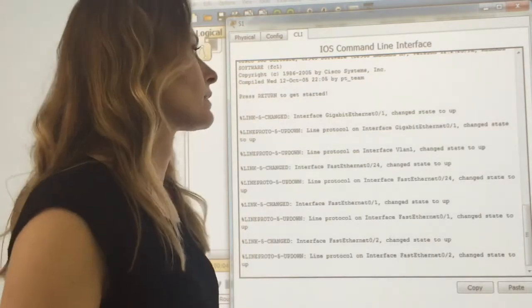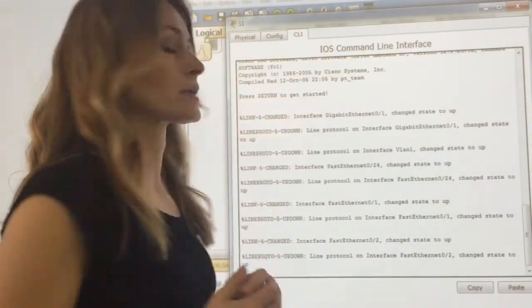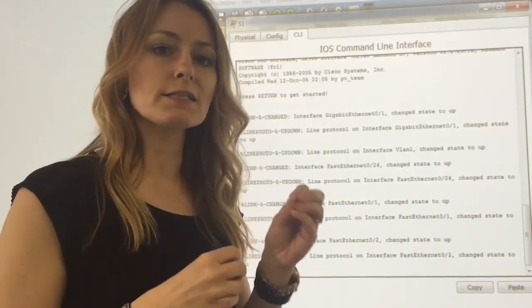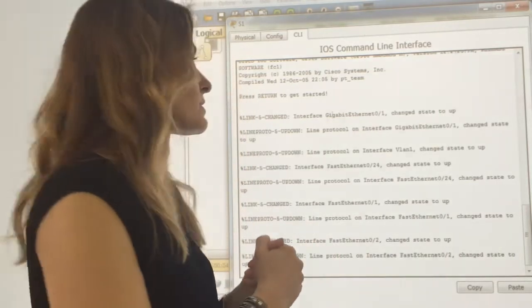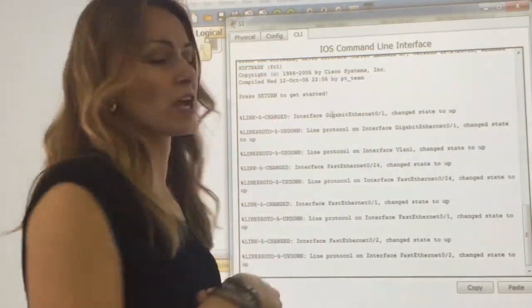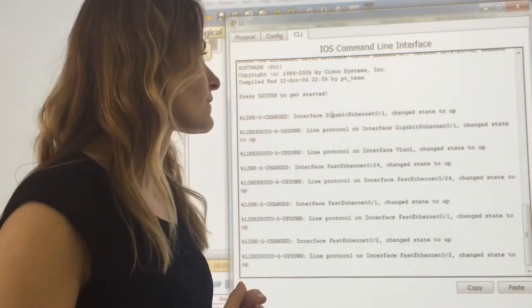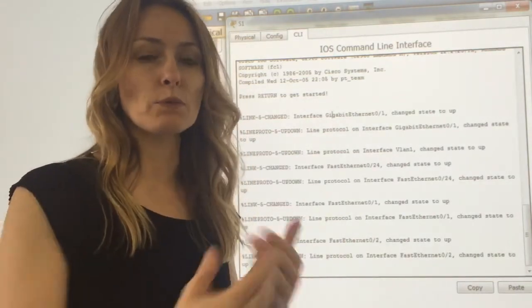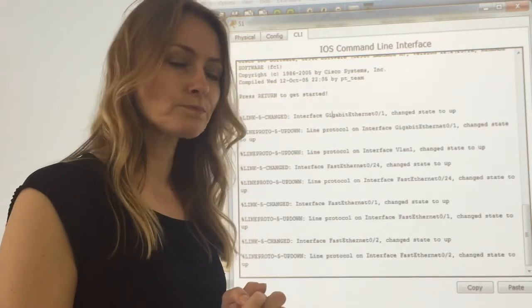So then the last piece of this 3-piece puzzle here, this word changed, that's a mnemonic. It tells us specifically what happened and why we're getting this message. So something has changed. After that, we have a brief description. So GigabitEthernet0/1, changed state to up. So that's what happened. We have this link and it is now active. It changed its state to up.